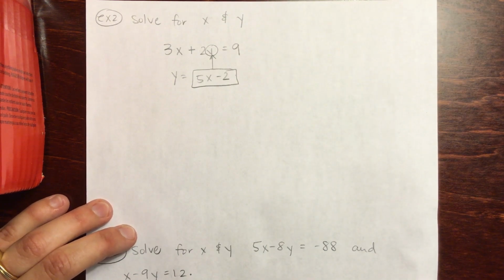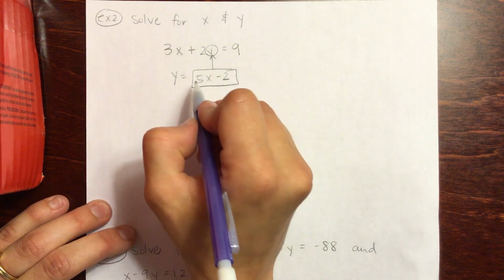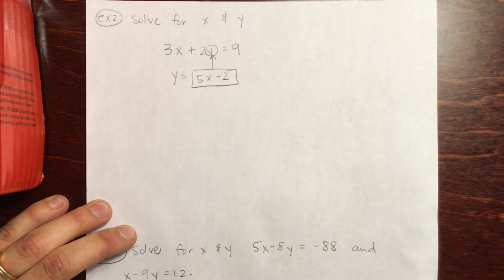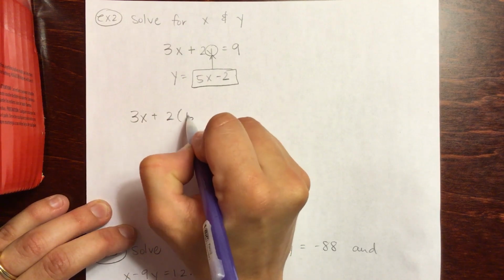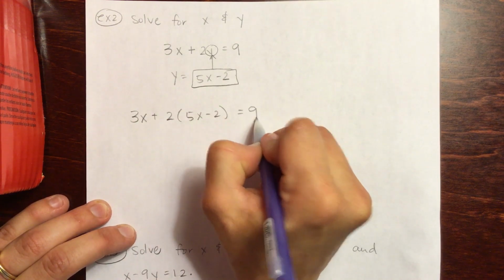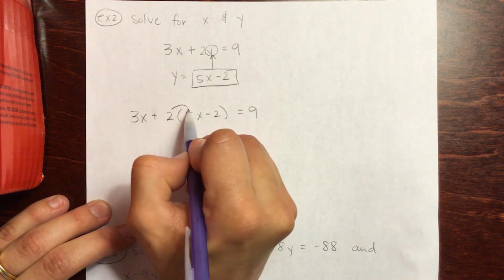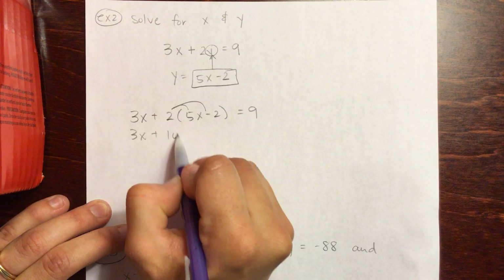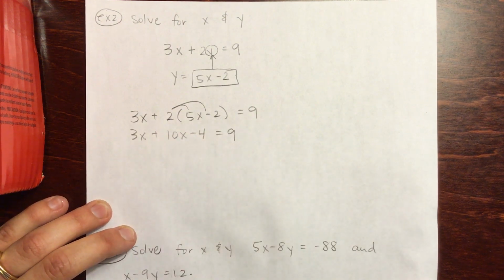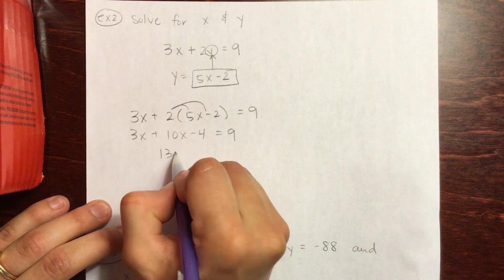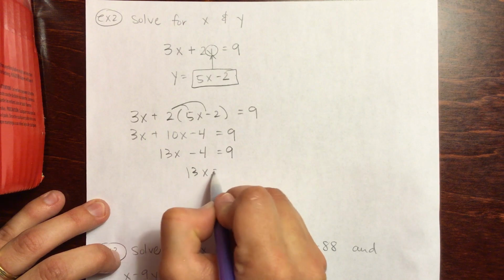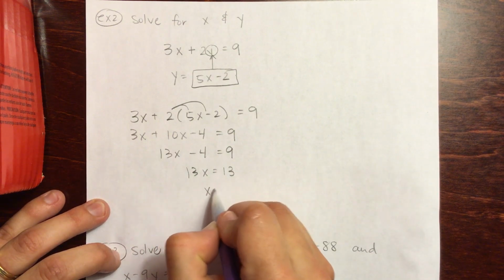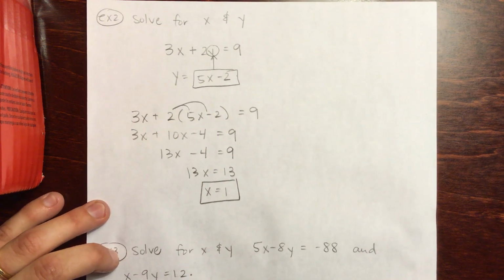So step 1 was already done for us. We already have it y equals 5x minus 2, so I already have y equals. Step 2, plug this 5x minus 2 in, or substitute that 5x minus 2 in for y in your first equation. Don't forget you still have your 2 on the outside. Now solve. Distribute your 2. Both of my x's are on the same side of the equal sign, so I'm going to actually just add them together. Add your 4 over to the other side and divide by 13. All right, I know that x equals 1.